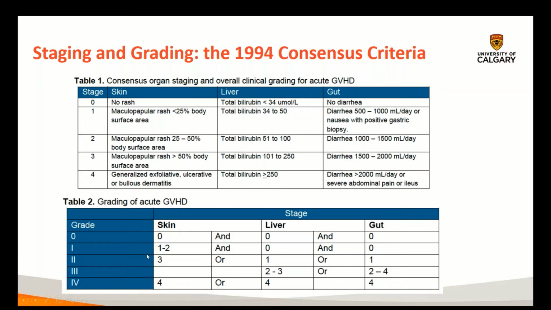When it comes to grades of acute graft versus host disease, it's really grade 2 to 4 that typically requires systemic immunosuppression and has implications for treatment-related mortality. And so you will see really a focus on grade 2 to 4 acute graft versus host disease in the literature.